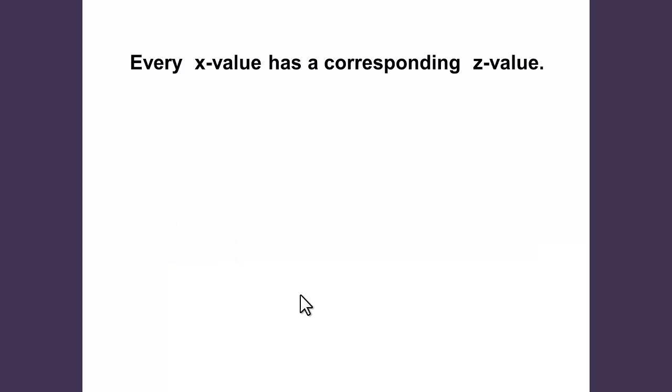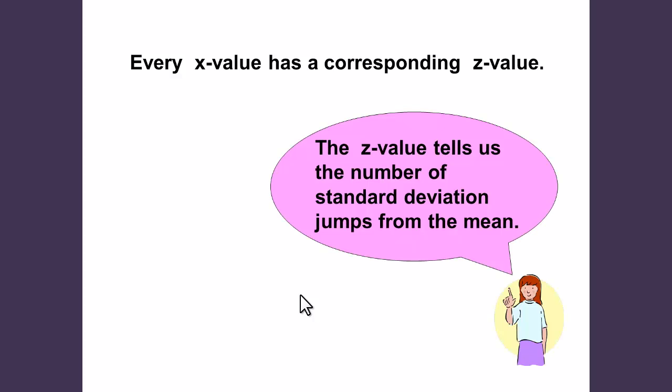Every X value has a corresponding Z value. The Z value tells us the number of standard deviations, or standard deviation jumps, from the mean. And let me repeat this. Every X value has a corresponding Z value. And the Z value tells us the number of standard deviation jumps from the mean. Both of these concepts are the key to a Z-score.